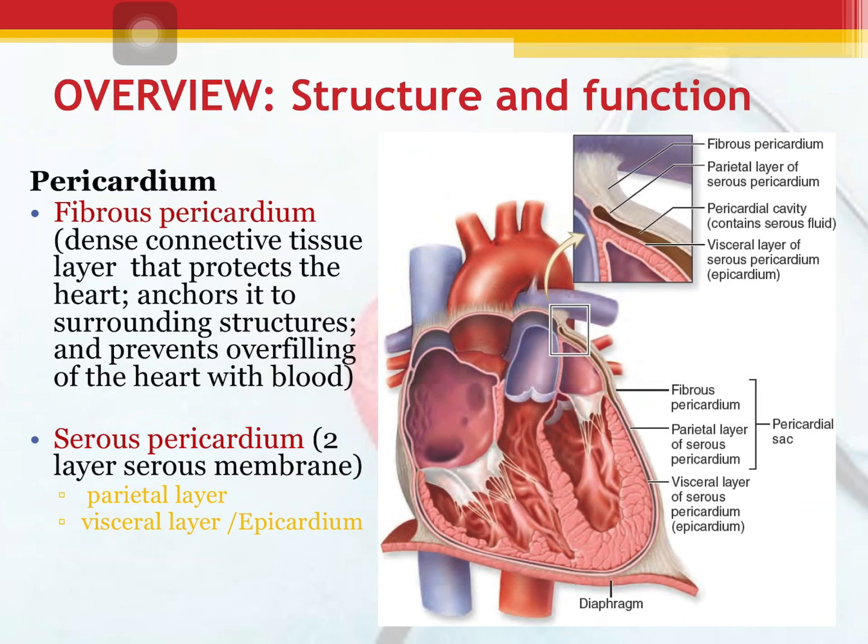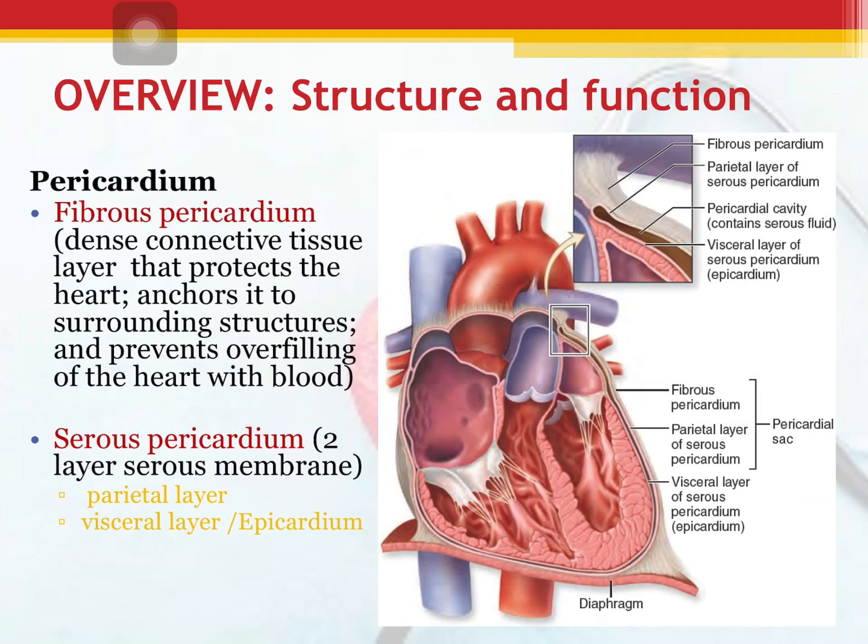Structure and function of the heart. The heart is surrounded by three layers. First is the pericardium. The pericardium has two distinct layers. You have the fibrous pericardium and the serous pericardium. The fibrous pericardium is a dense connective tissue layer that protects the heart, anchors it to surrounding structures, and prevents the overfilling of the heart with blood.